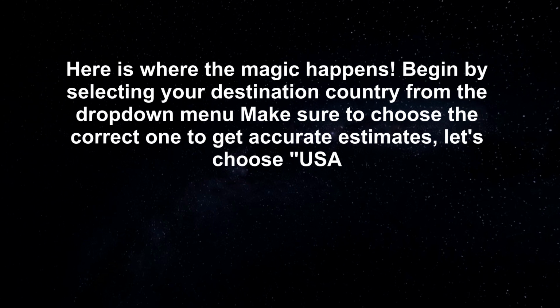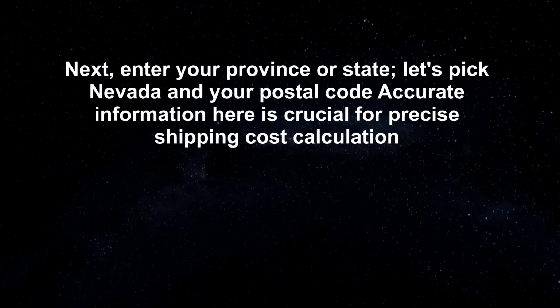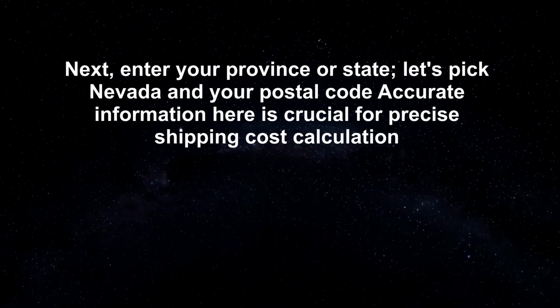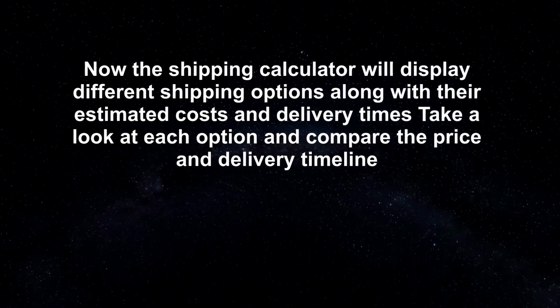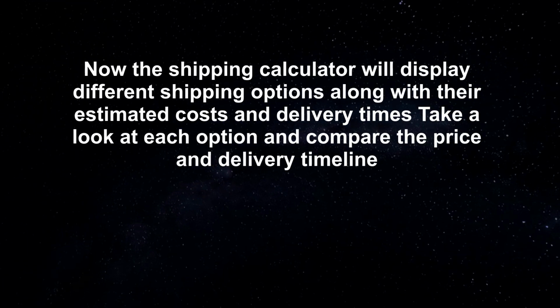Let's choose USA. Next, enter your province or state. Let's pick Nevada, and your postal code. Accurate information here is crucial for precise shipping cost calculation. Now the shipping calculator will display different shipping options along with their estimated costs and delivery times.